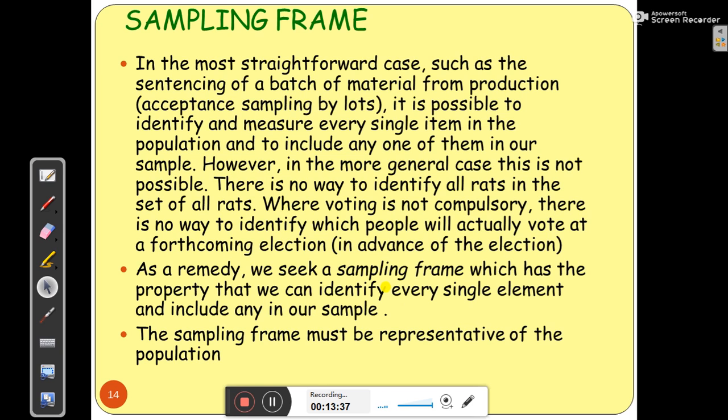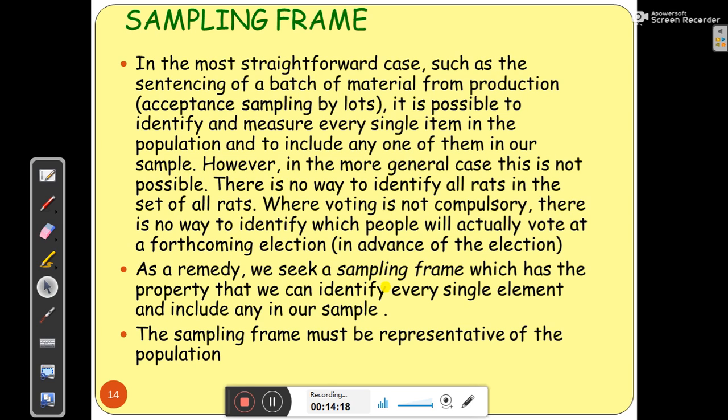So next is about the sampling frame. In the most straightforward case, such as the sentencing of a batch of material from production, acceptance sampling by lots, it is possible to identify and measure every single item in the population and to include any one of them in our sample. However, in the more general case, this is not possible. There is no way to identify all rats in the set of all rats. Where voting is not compulsory, there is no way to identify which people will actually vote at a forthcoming election.